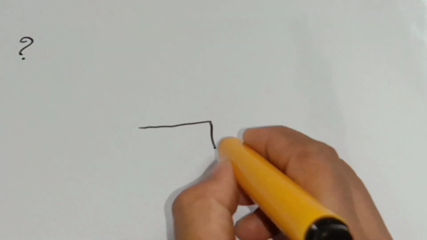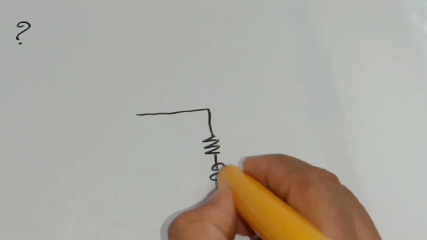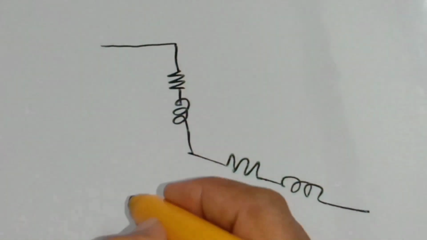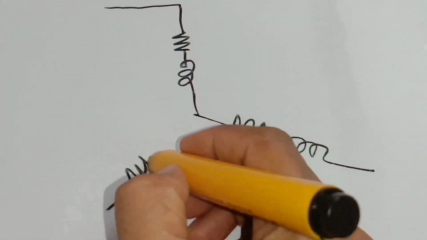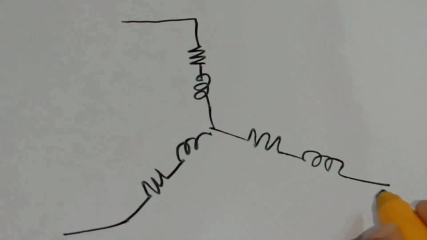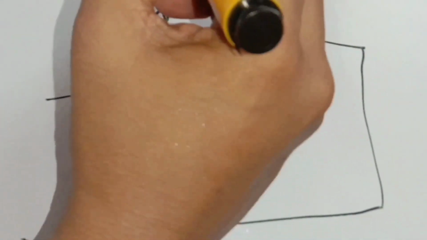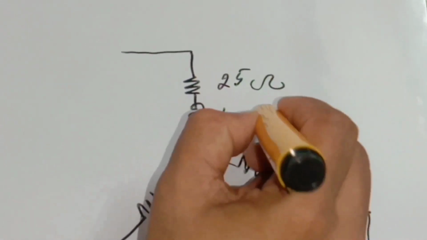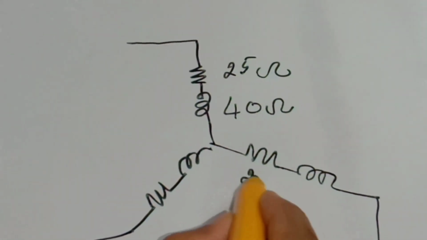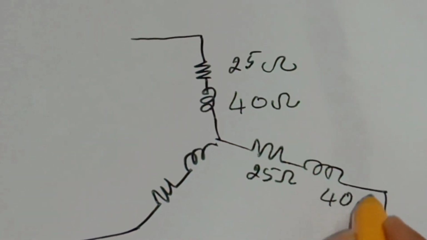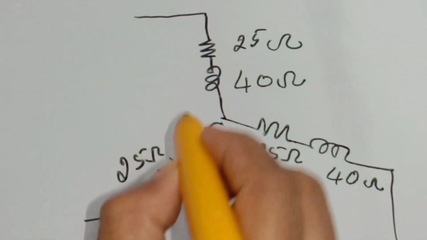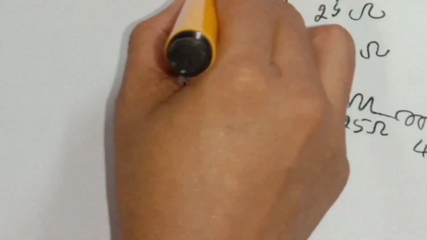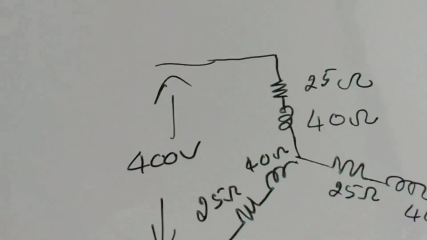Now we will draw the circuit diagram for star connected load. So this is the given value of R, 25 ohm, and this is the reactance, 40 ohm. Similarly, 25 ohm, 40 ohm, 25 ohm and 40 ohm. And the line voltage is nothing but the 400 volt which is seen between these two lines.